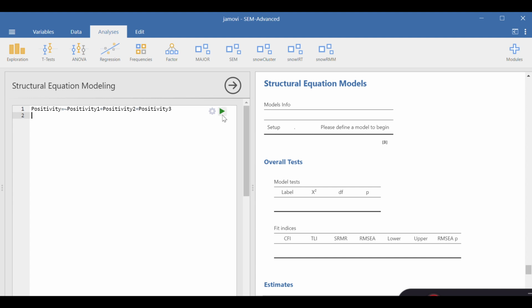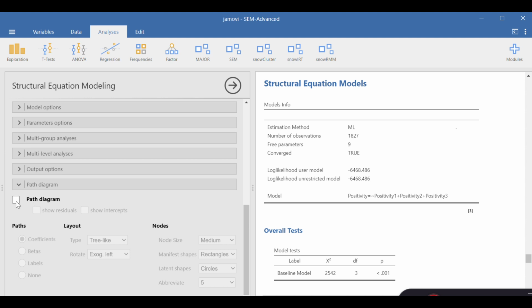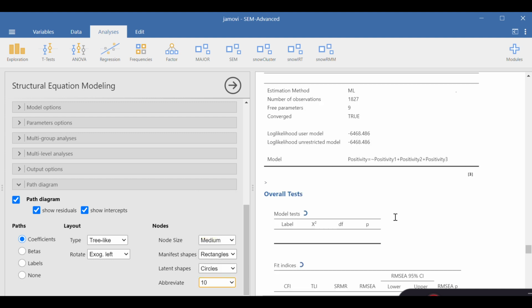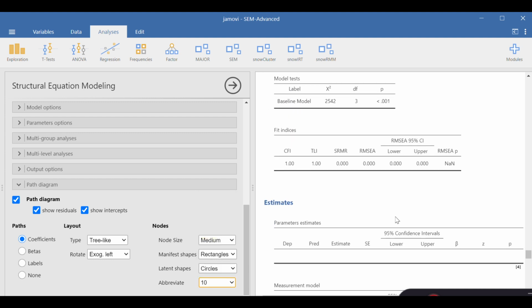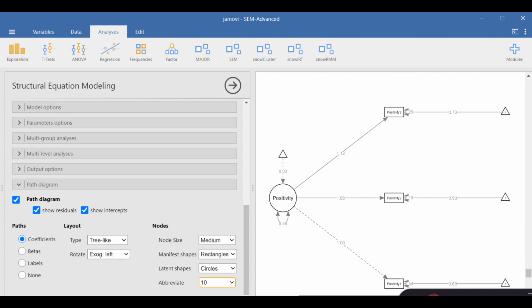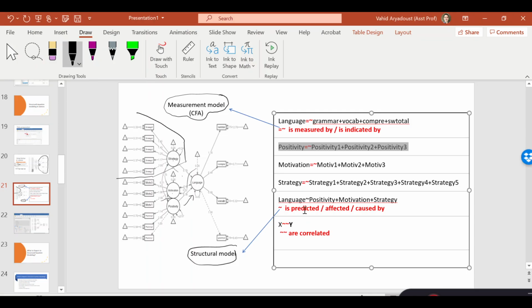For positivity, I'm going to click run and quickly go down to path diagrams if you're interested to see the path diagrams, and change abbreviation to 10. And there we go, the path diagram looks pretty good. Yes. And the next one is for motivation. So I'm going to copy motivation.